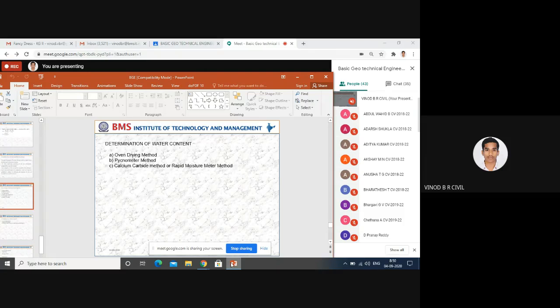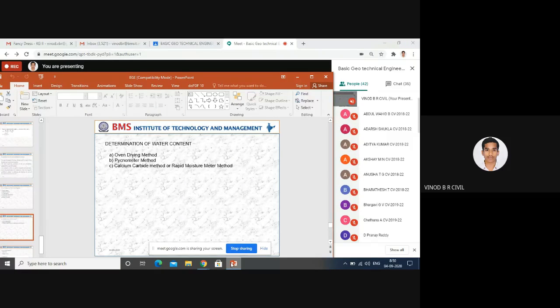First one is the water content. How can we determine the water content of soil? Usually there are three methods to calculate the water content or moisture content of a soil sample. Here there are two types of soil samples: first one is the disturbed soil sample and another one is the undisturbed soil sample. In the second module we will study undisturbed and disturbed soil samples in detail.